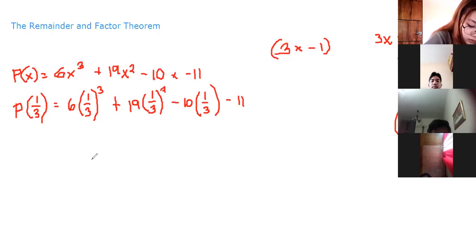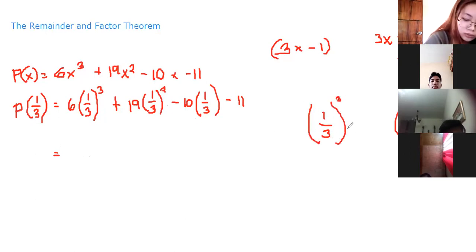So, then, unahin natin itong ating first term. We have 6 times 1/3 raised to 3. So, diba kapag may 1/3 naman tayo, then raised to 3. So, equal din siya sa 1 raised to 3 over 3 raised to 3. Diba?